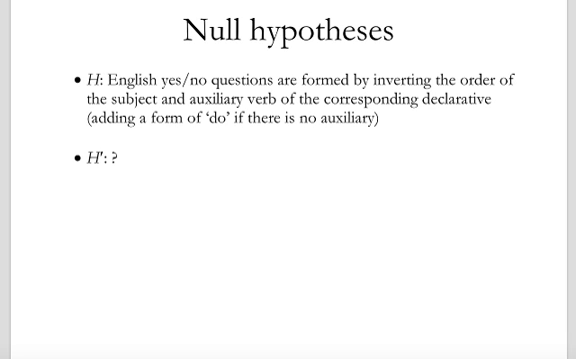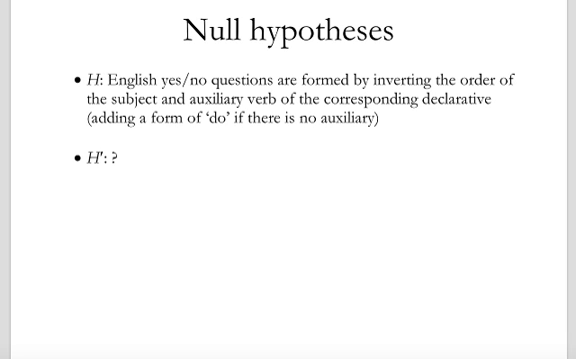So, John has eaten is a statement. If you wanted to ask a yes/no question about that in English, you would invert the subject, John, and the auxiliary verb, has, and that would be the question, right? Has John eaten? Similarly, the children are eating. Are the children eating? Inverting the subject, which is the children, and the auxiliary verb are in that example.